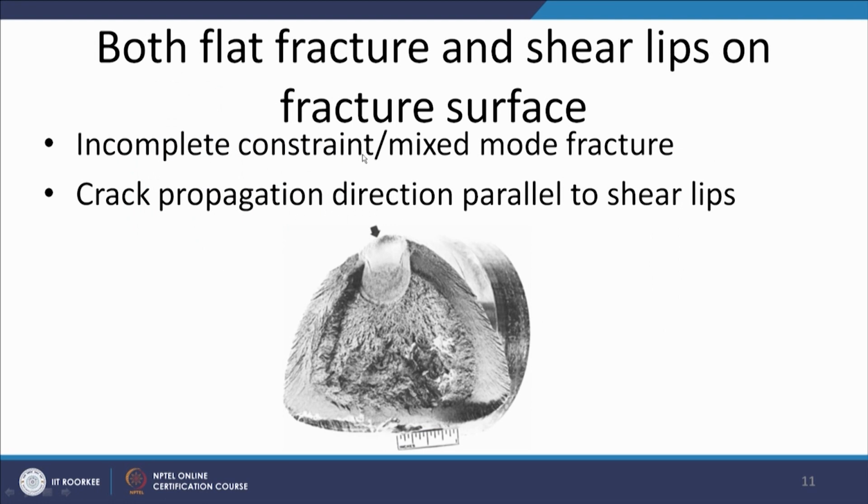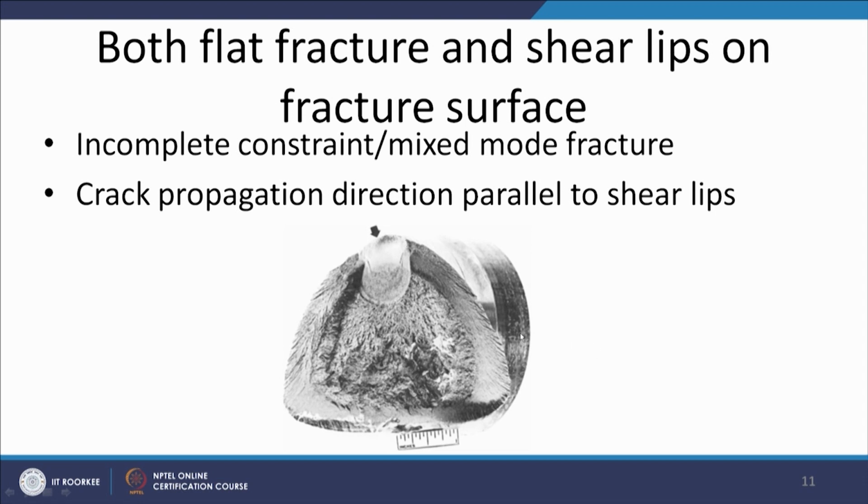The case where both flat fracture and shear lips are present on the fracture surface is called a mixed mode fracture, and this is the situation where the strain is incomplete. Actually, plane strain conditions exist at the center in this case, and plane stress conditions exist near the surface. That corresponds to the shear lips, while at the center the plane strain conditions exist. So, this is the flat fracture zone, and in this case the crack propagation takes place parallel to the shear lips. This is what we can also see in this case.